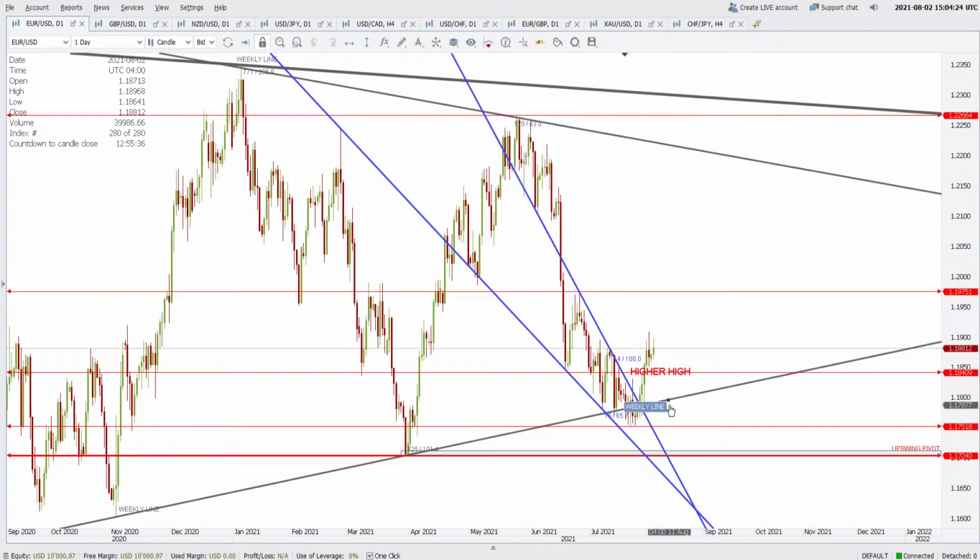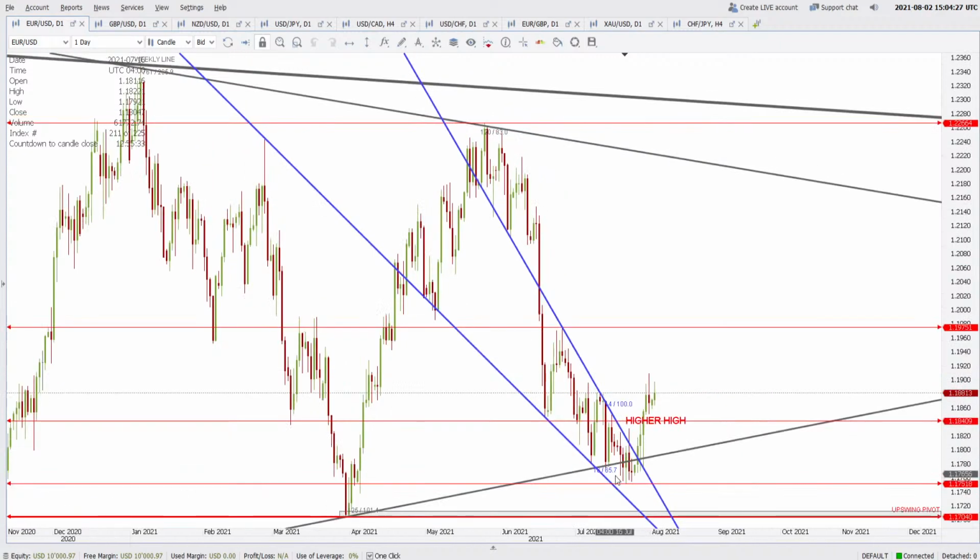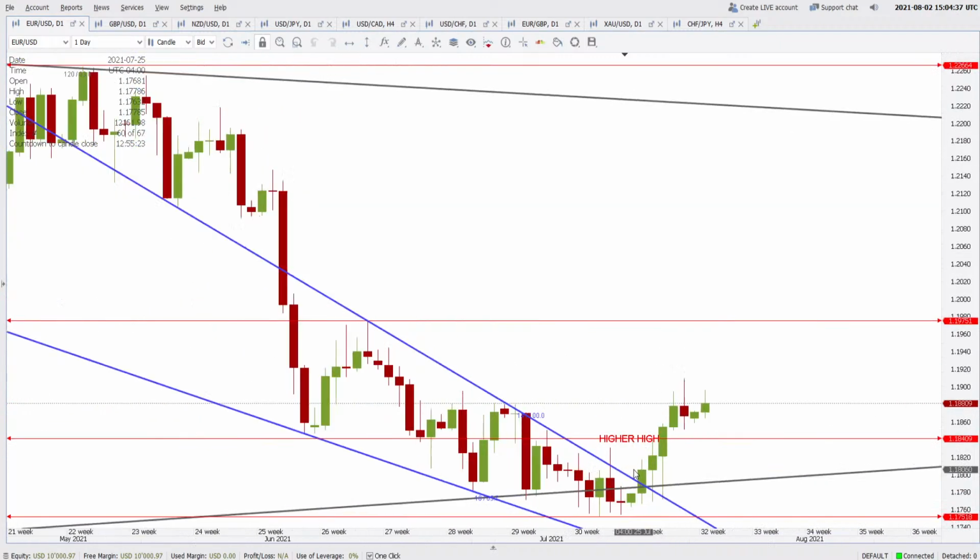Euro dollar here is trading between the weekly lines, although it has crossed above this falling wedge, which is a bullish price pattern. After breaking out of it, price came back to test this region as the fresh support and then gave a bullish pin bar. This bullish pin bar is a signal for us to go long in this pair with a small stop loss below the low of this candle and a take profit target at the next resistance.